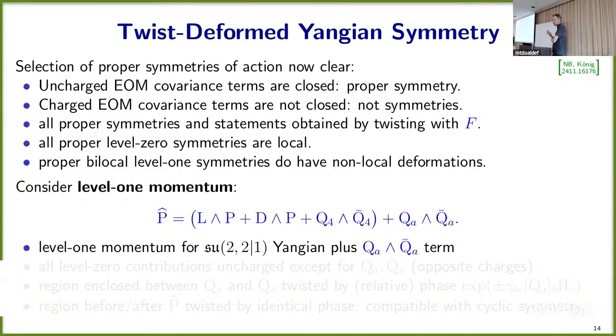And for that, let's consider the level 1 momentum. The level 1 momentum is also known as the dual superconformal symmetry, and it takes a universal form for conformal theories. It's a combination of the rotations and the translations. The bilocal terms are from rotations and translations and scale transformations and shifts. And well, here we have supersymmetry, so also the supercharges Q2 bar contribute.